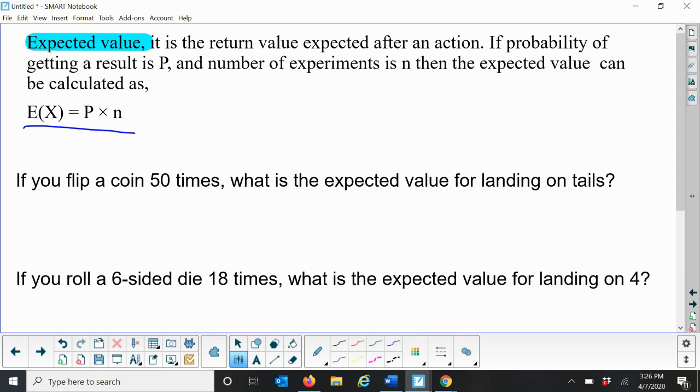The way we find that, the expected value of an event is equal to the probability of that event, so P is our probability, multiplied by the number of experiments, N. So that's going to give us our expected value.